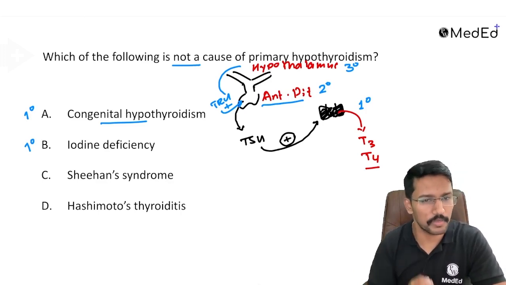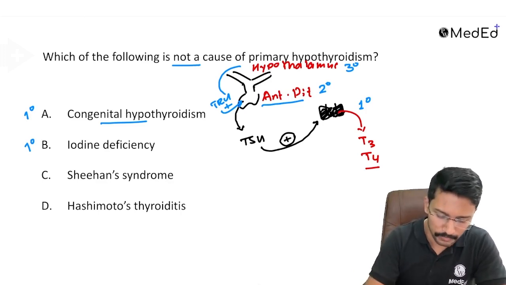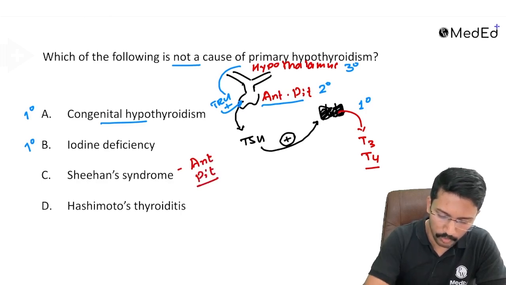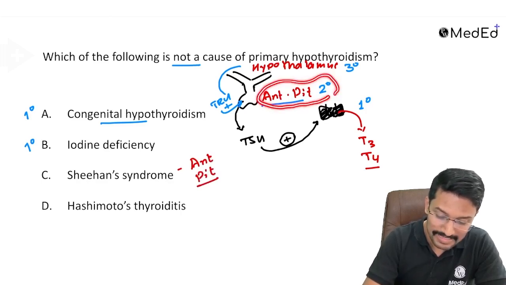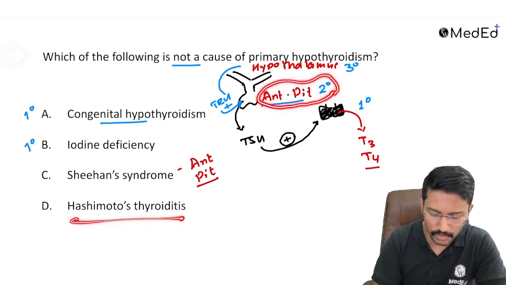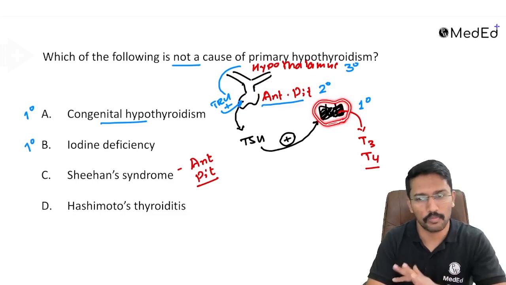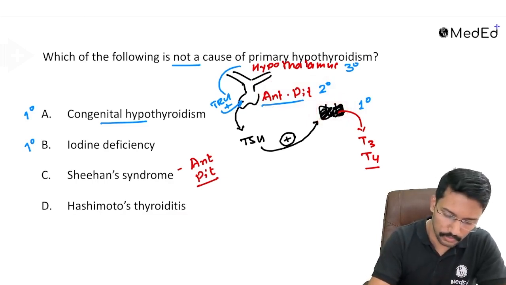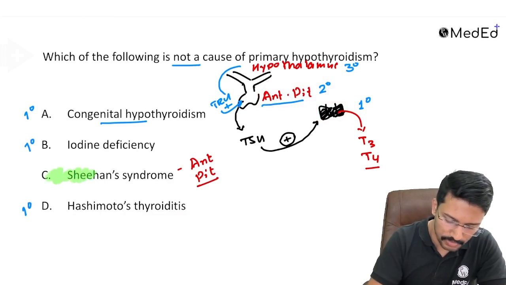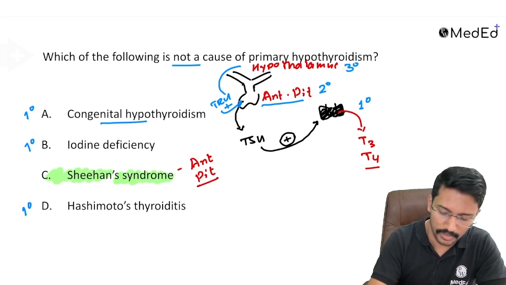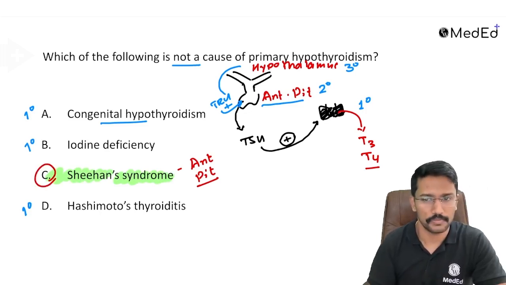Can I call it primary? No. In Sheehan syndrome, the problem is in the pituitary gland. It is in the anterior pituitary gland. So when the problem is in the pituitary gland, it has to be secondary. Hashimoto's thyroiditis, right? Lymphocytic inflammation of the thyroid gland itself. So the problem is in the thyroid gland itself. So that is also primary. So Sheehan syndrome is the condition where you have secondary hypothyroidism, making it the correct answer for our question.